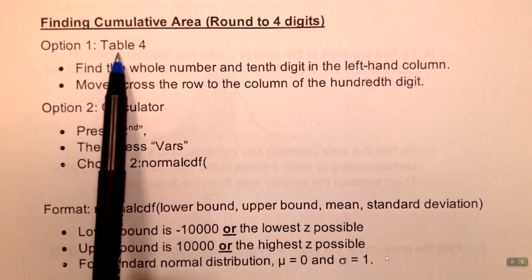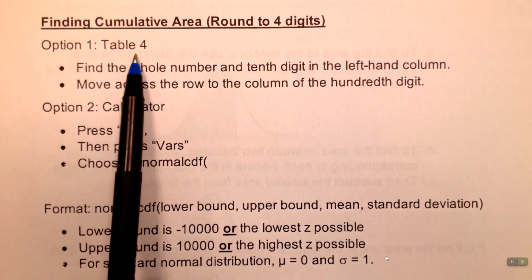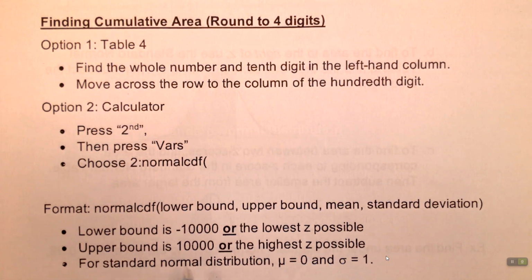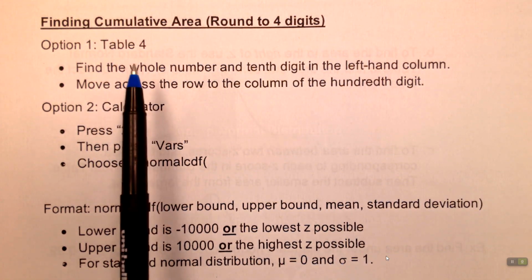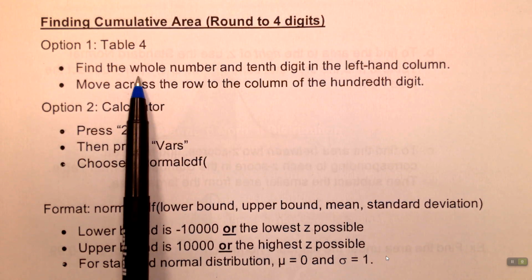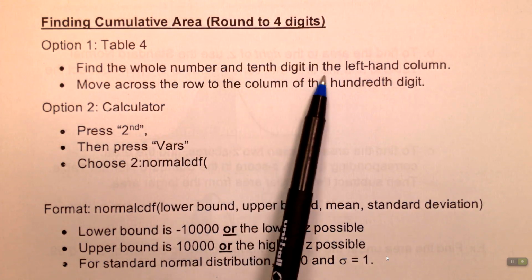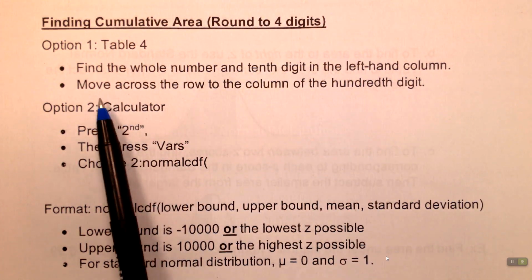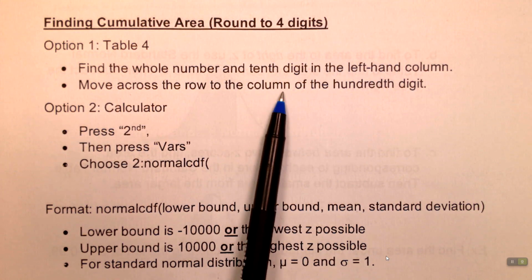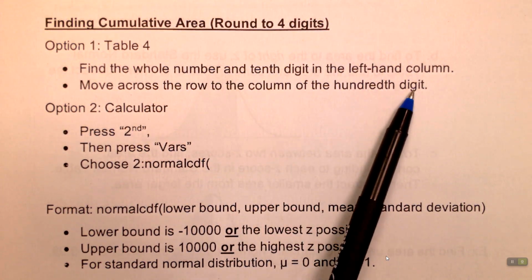So first, option 1 is Table 4, your formula sheet. If you want to pause and get your formula sheet real quick, you're going to need it. All right, find the whole number and 10th digit in the left hand column and then move across the row to the column of the 100th digit.